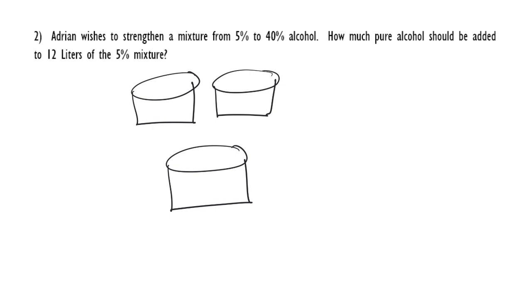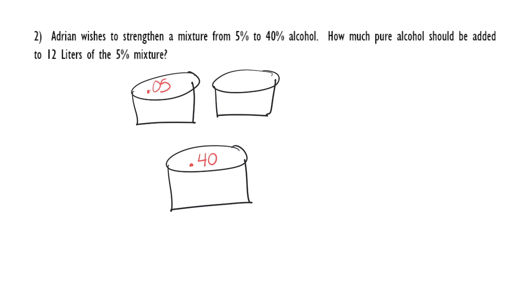I have another mixture problem, but it's kind of asking something different here. It says Adrian wishes to strengthen a mixture from a 5% to a 40%. So that means I have a 5% solution right here, and I'm going to mix it with another solution, but my end goal is to get a 40% solution. And the question is how much pure alcohol.